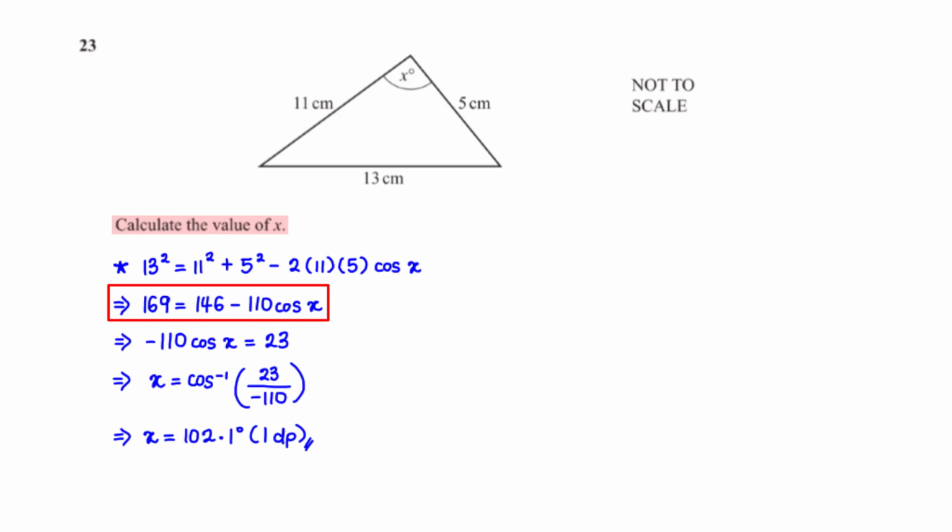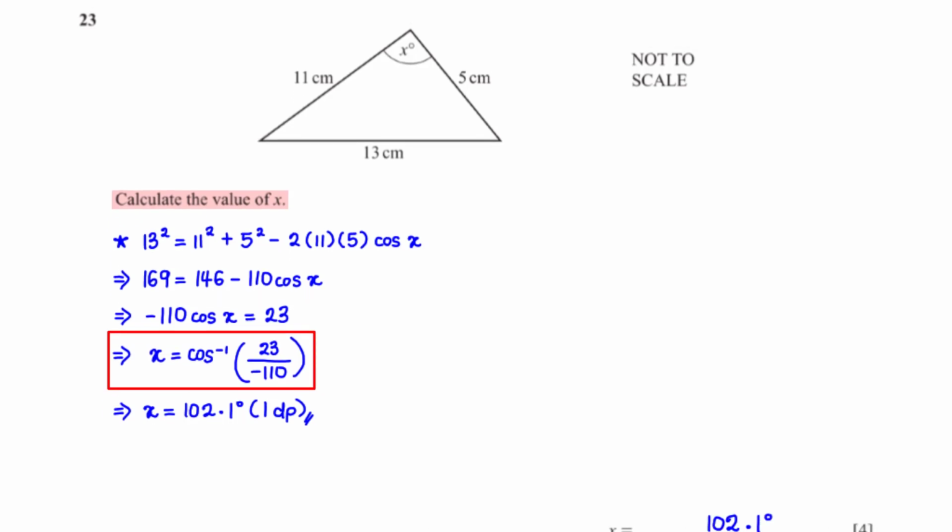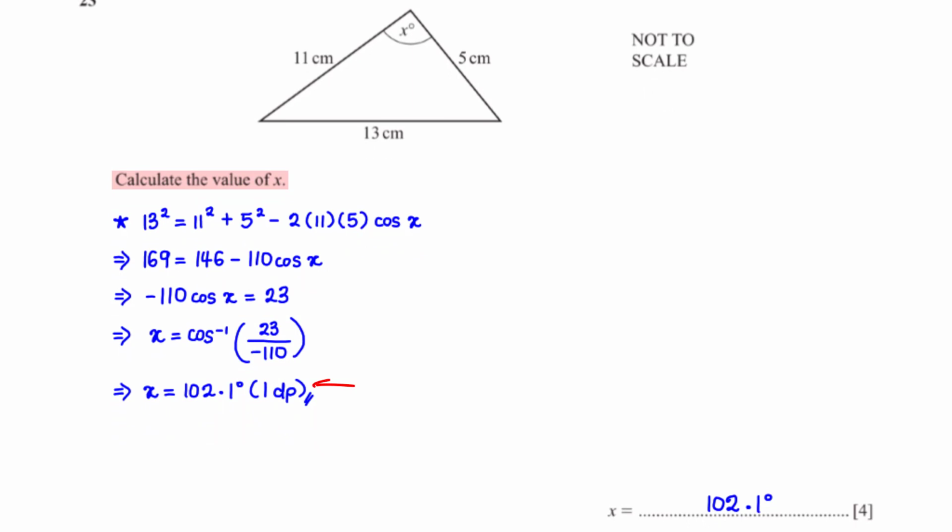When we subtract 146 from both sides, this is what we get. And when we make x the subject, this is what we have. When we type this into the calculator, we get 102.1 degrees rounded to 1 decimal place.